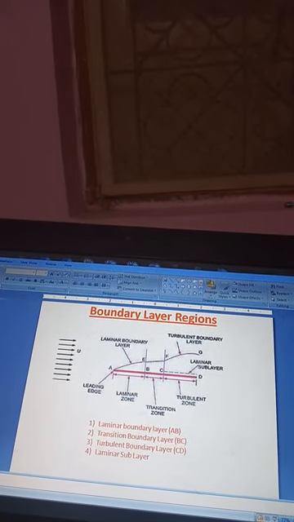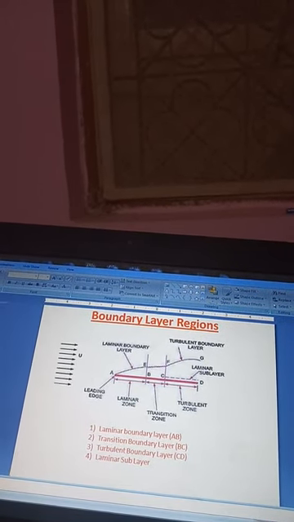In the next slide, you see that as the boundary layer goes on increasing along the length of the plate, depending upon that, the layer is classified into three types, like we have classified laminar flow, transitional flow, and turbulent flow.